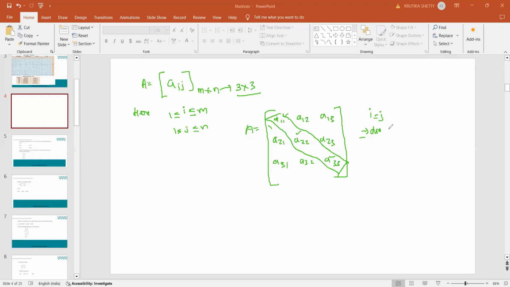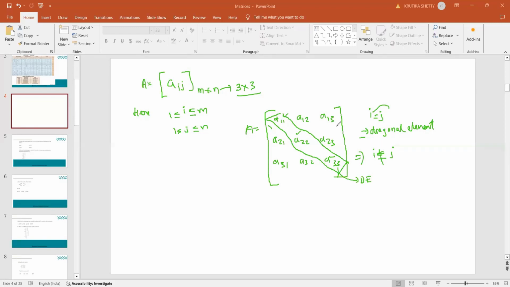What are they called? Diagonal elements. In the diagonal elements, the condition is i will be equal to j. And then next we have i not equal to j. See, these are the 3 elements where i is equal to j: a11, a22, and a33. These are called the diagonal elements.